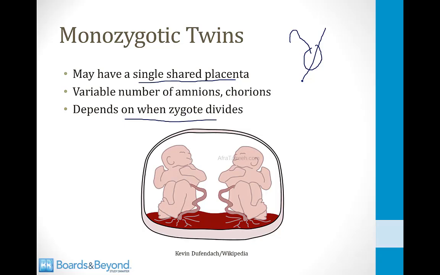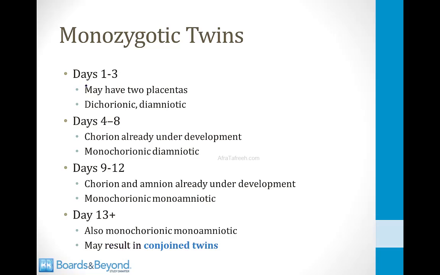On the other hand, if the zygote divides later on, say after the zygote has moved down the fallopian tube and reached the uterus, then you can get a situation where the two babies are sharing a placenta and even sometimes sharing an amnion and a chorion. The way this works is if the zygote divides in the first 1 to 3 days after fertilization, you will have a situation very similar to a dizygotic twin pregnancy. You may have two placentas, or the placentas may fuse together into one, but you will definitely have two chorions and two amnions. So each baby will have its own chorionic membrane and its own amniotic membrane.